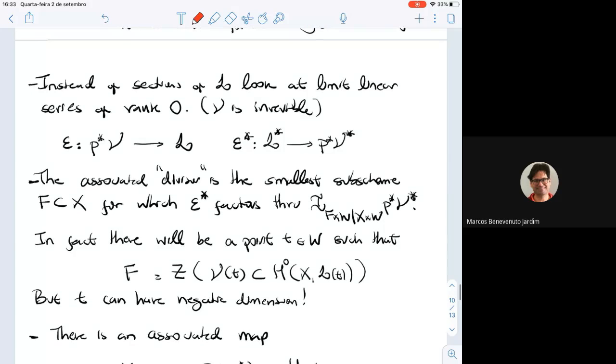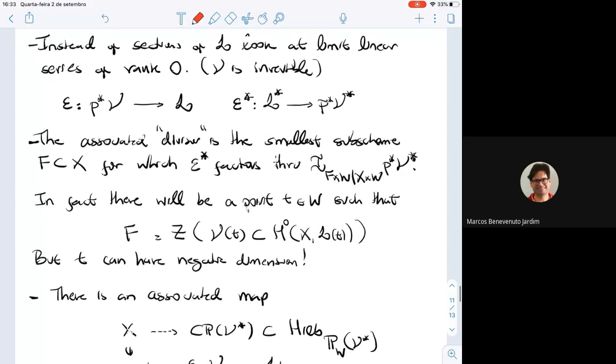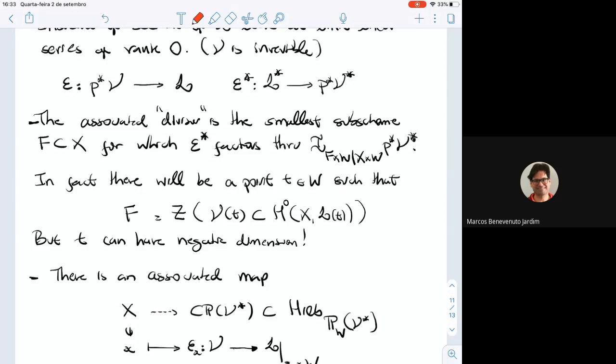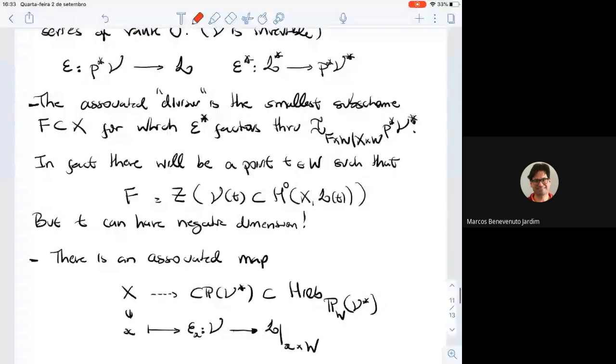Another thing you do for linear series is construct a map not to projective space, but to something else. How do you do that? Given a point, you can evaluate the sections at that point. You restrict it to X. And in case it's a surjection for every point of W, that means you have a section of the projectivized bundle here, P_W of U star. A section means a subscheme, so a point on the Hilbert scheme. The idea is that you want a space that parameterizes all these surjections.